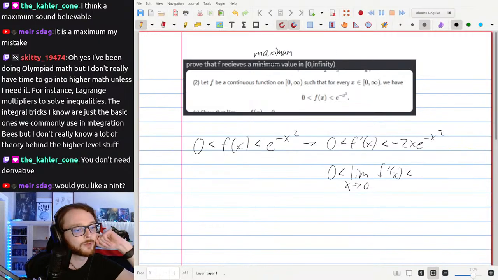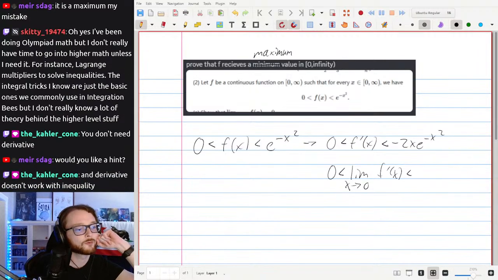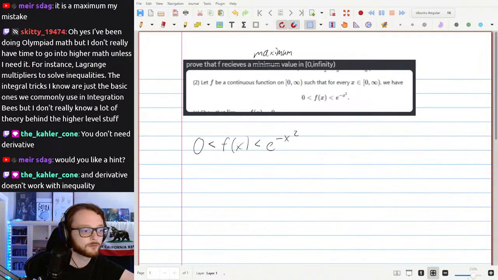Doing Olympiad math, I don't really have time to go into higher math unless I need it. For instance, Lagrange multipliers to solve inequalities. Integral tricks, I know just basic ones. You call these integration bees. I don't really know a lot of theory behind the higher level stuff. Oh, fair. Okay. Derivative doesn't work with inequality, really? Okay. Yeah, what's the hint?